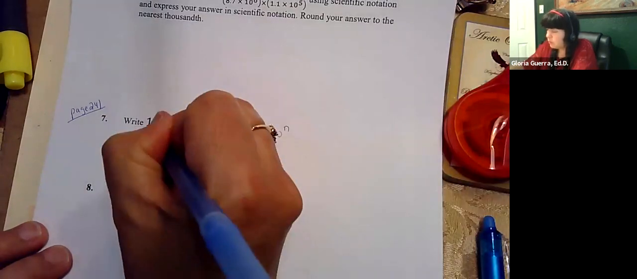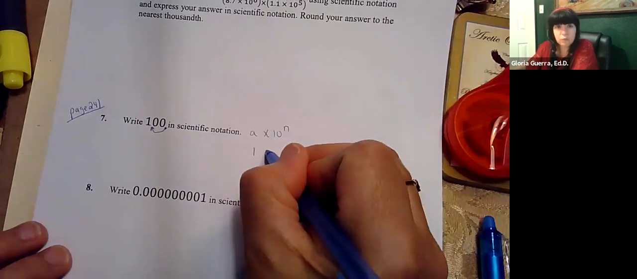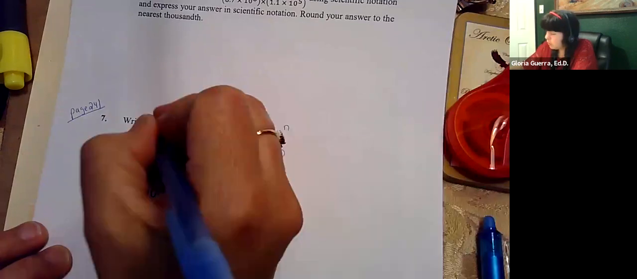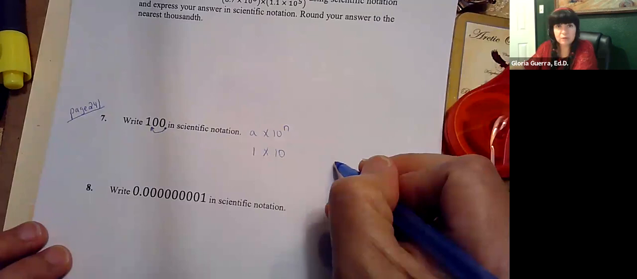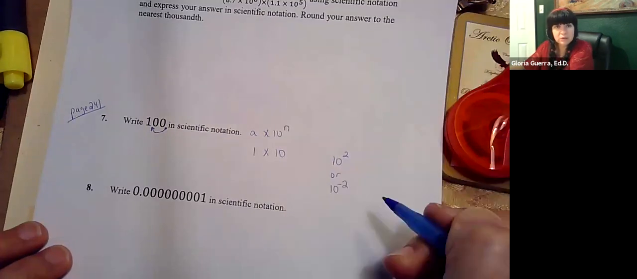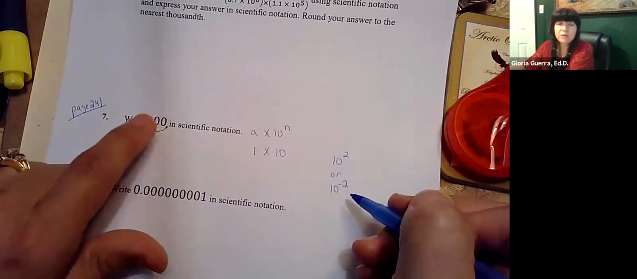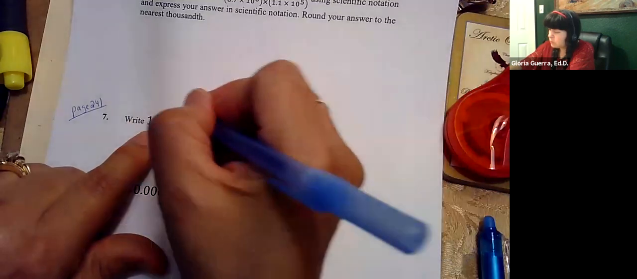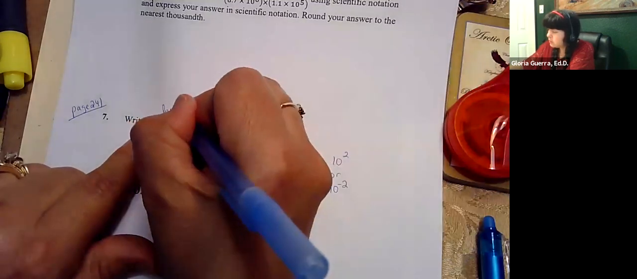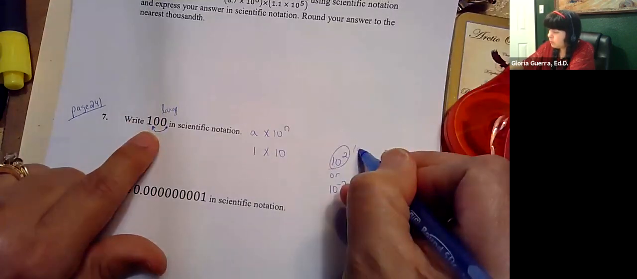So your A is 1. 1 times 10. And your choices are, you moved it 2. So you're like, do I go with 10 squared or do I go with 10 to the negative 2? Well, you want something big. This is considered big. Small is anything that's decimal small. So this is considered large. So you want to go with this one. 10 squared is large. So you're going to go with 10 squared.